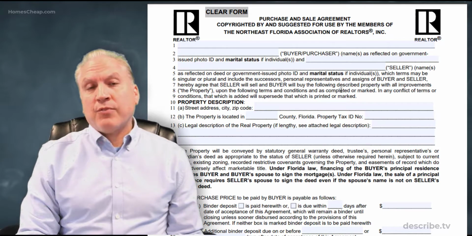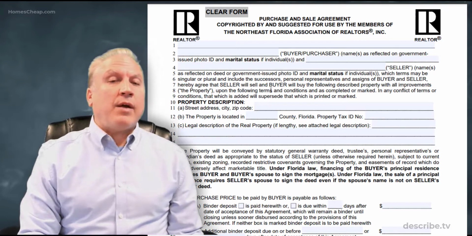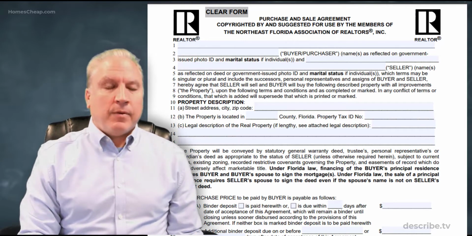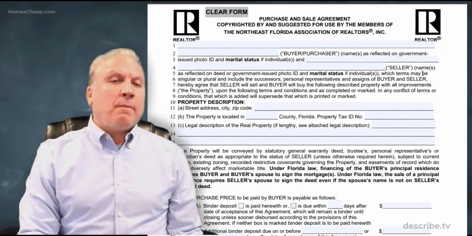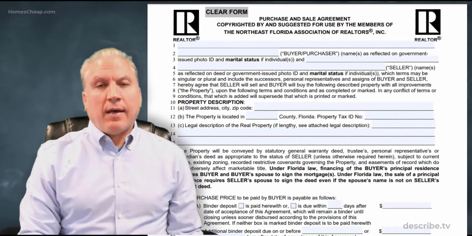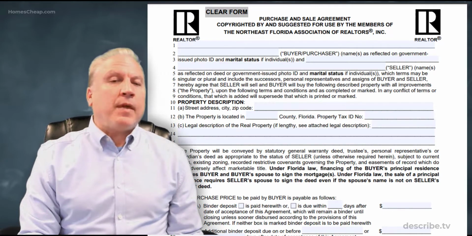Remember, we're not attorneys. We're not giving you legal advice. Prior to entering any type of major purchase, you want to get good legal advice from an attorney. But here are the things to look at in a contract so you know what they might mean.